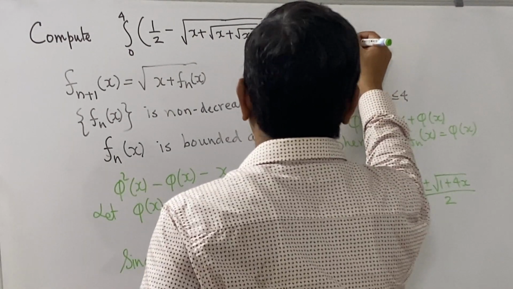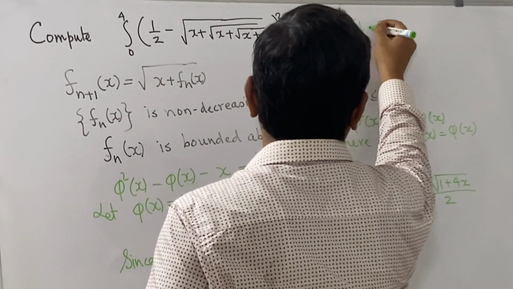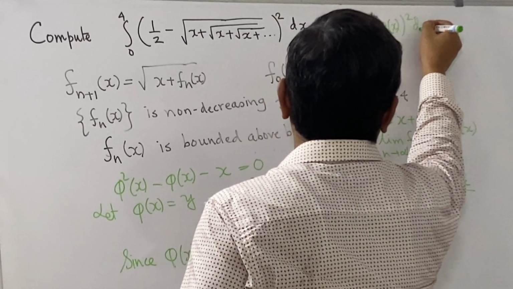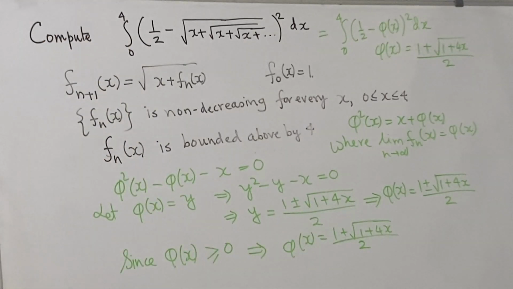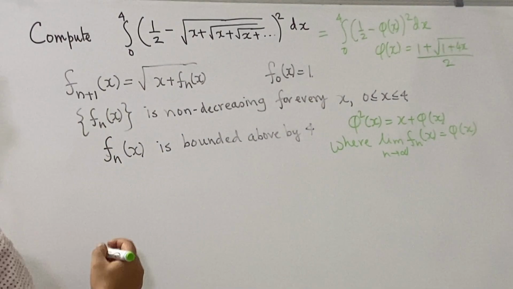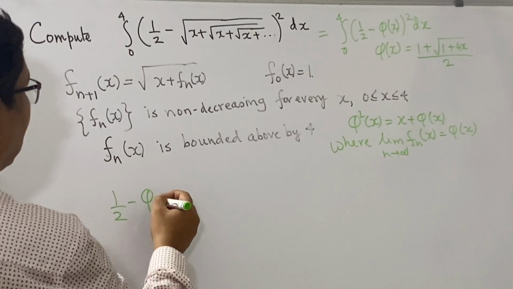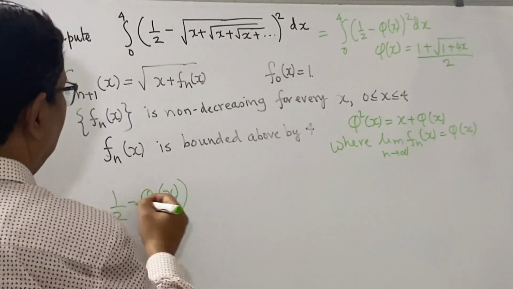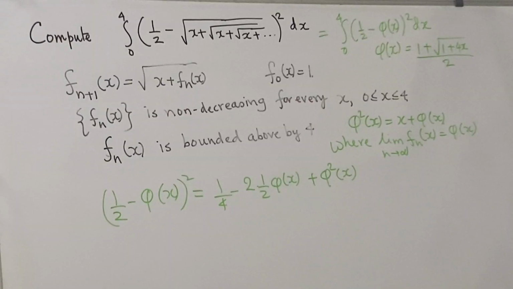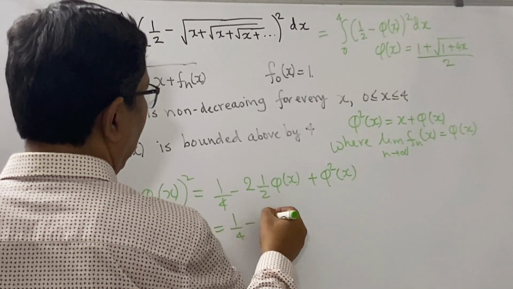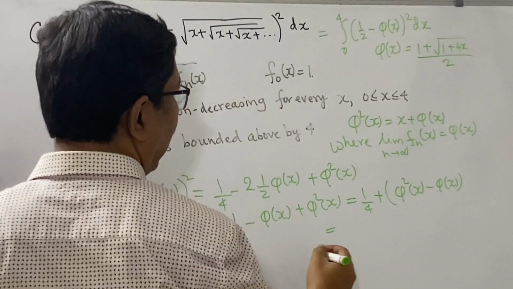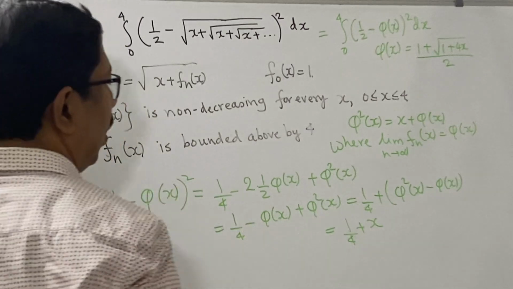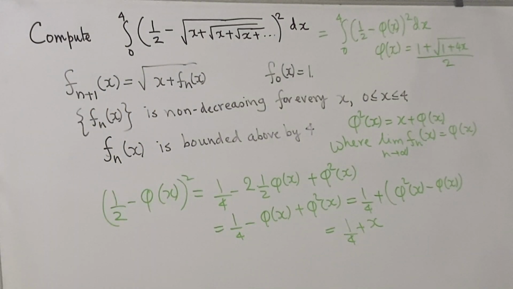We can write the integral from 0 to 4 of (1/2 minus phi of x) whole squared dx, where phi of x is 1 plus the square root of 1 plus 4x, over 2. Now our job becomes easy. Now let's look at (1/2 minus phi of x) whole squared, and that gives us 1/4 minus phi of x plus phi squared. Since phi squared minus phi of x is equal to x, this becomes 1/4 plus x. So (1/2 minus phi of x) squared is equal to 1/4 plus x.